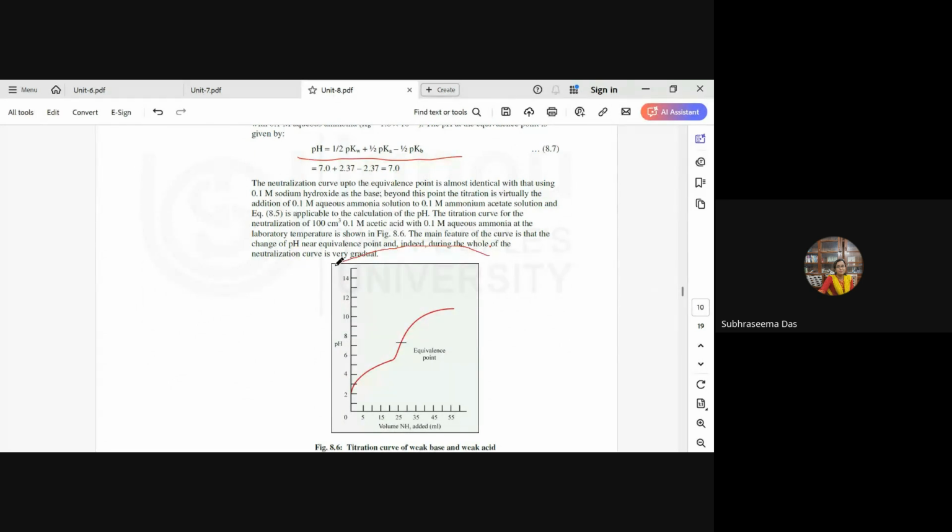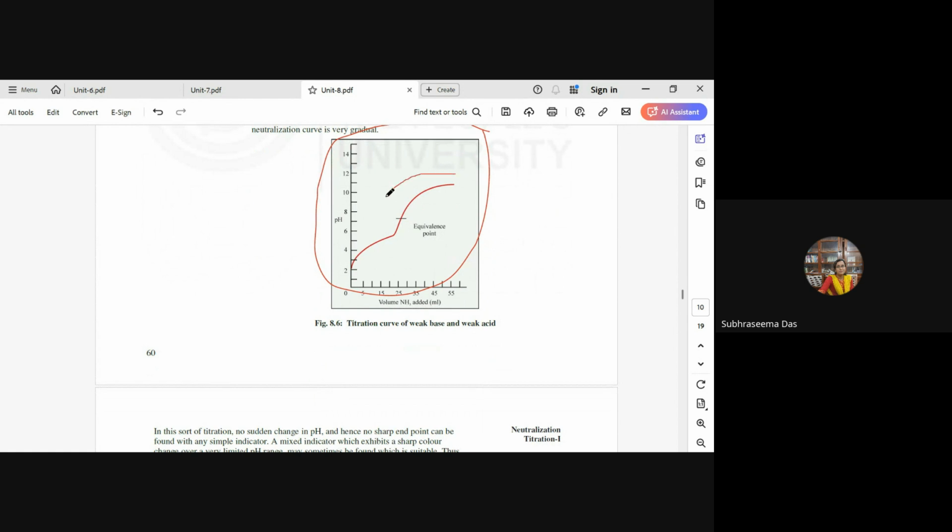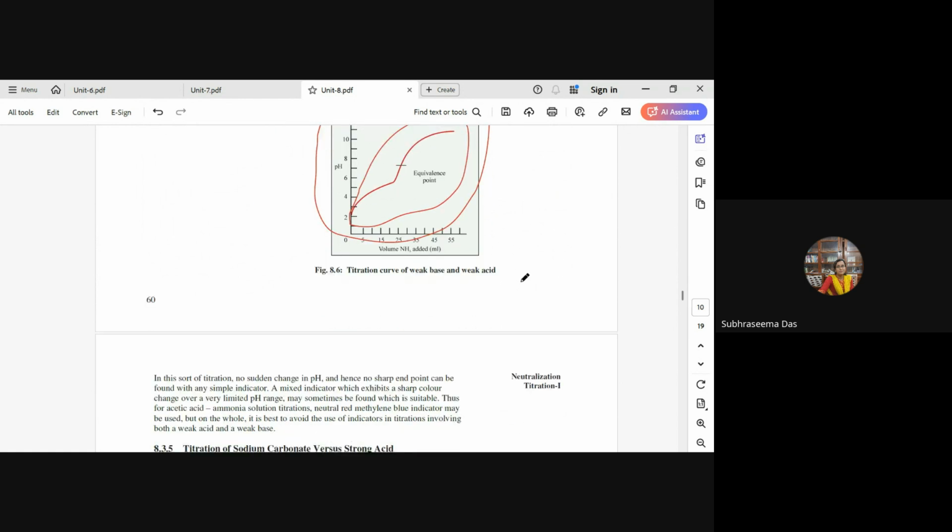The neutralization curve up to the equivalence point, when we look at figure 8.5, is almost identical with that using sodium hydroxide as the base. But beyond this point, the titration is virtually the addition of 0.1 molar ammonia solution to ammonium acetate, and here equation 8.5 is applicable. So the main feature of the curve is that the change of pH near the equivalence point and during the whole of the neutralization curve is very gradual. We can see it is very gradual and not very fast.